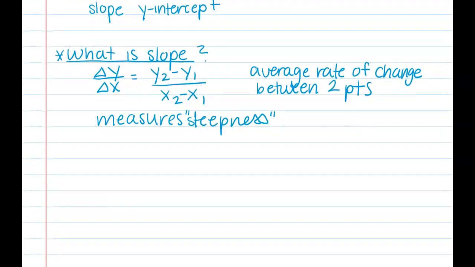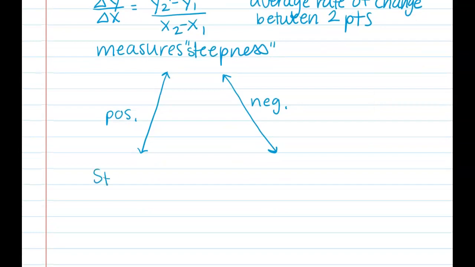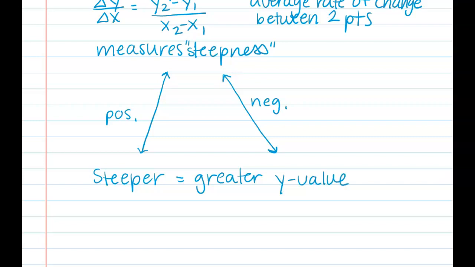But in terms of steepness, so I'll make it more steep. So there's a pretty steep slope, and it's positive. And there's a pretty steep slope that's negative. But essentially steeper means you have a greater y value. So when you do change in y over change in x, you end up with a higher value, either a higher positive value or a higher negative value. And by higher, I mean basically the magnitude, like the absolute value is larger.